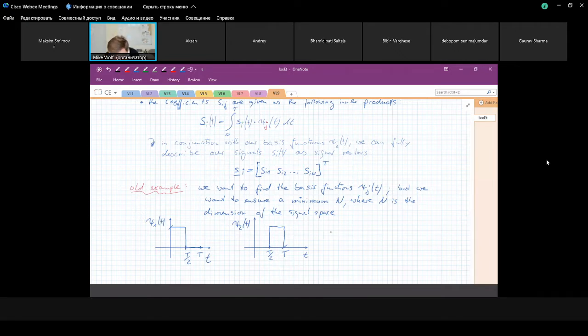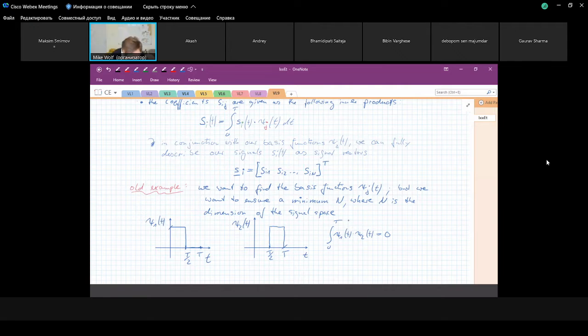So we see immediately that psi1 of t times psi2 of t is equal to 0 if we integrate from 0 to capital T. So they are orthogonal. But this is not the whole story. Now we want to ensure that these two basis functions are unit energy. So this means if we integrate them over the time and square them, the squared versions are integrated over the time, the result should be 1.